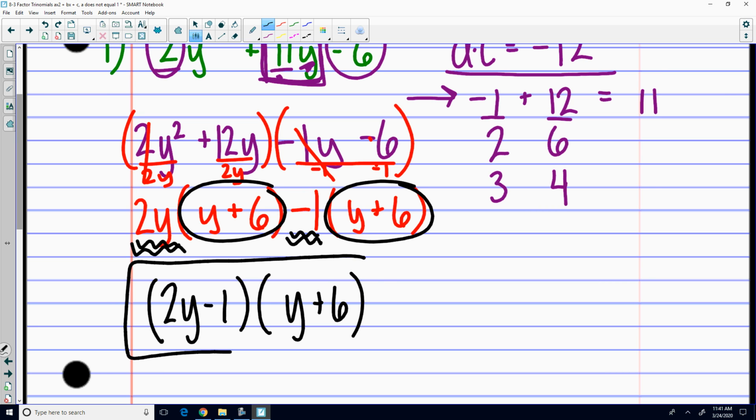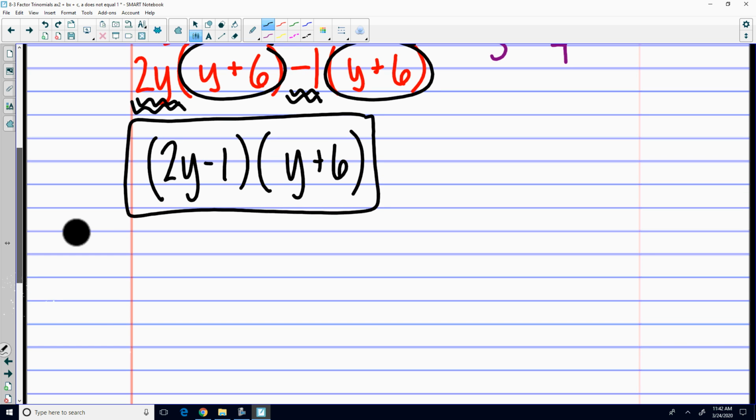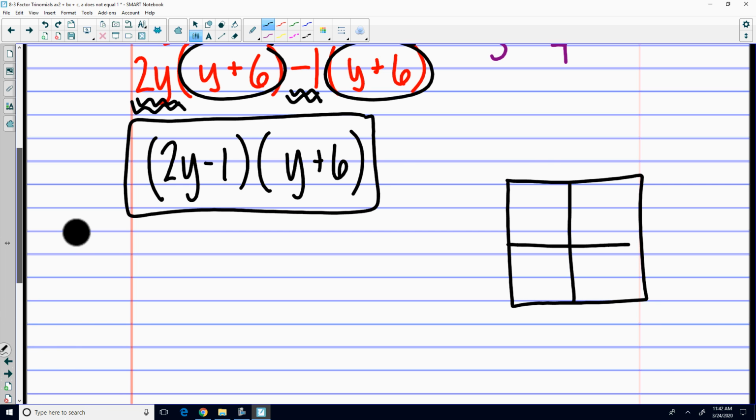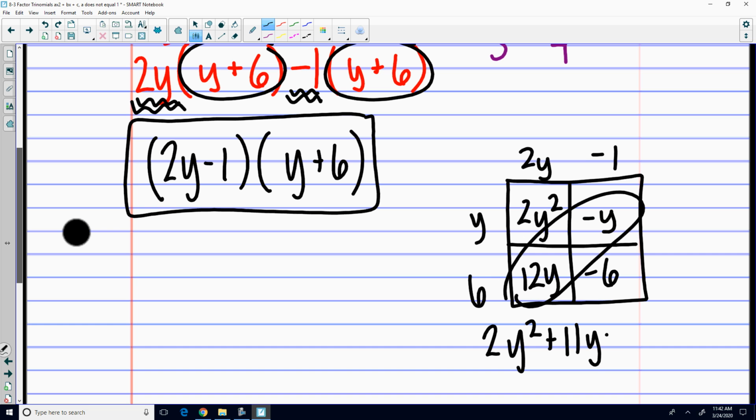Your check, then, and I'll do it for this one, is to box method this or FOIL it to see if I get my original trinomial. So let's do a box method and see what we get. For my box, 2y minus 1, y and positive 6. So I have 2y squared. I'll keep moving over to the left. I'd have negative 1 times y is negative y. This would be 12y, and the last box would be negative 6. So I should have ended up with 2y squared plus 11y minus 6. Boom, that is the right answer.